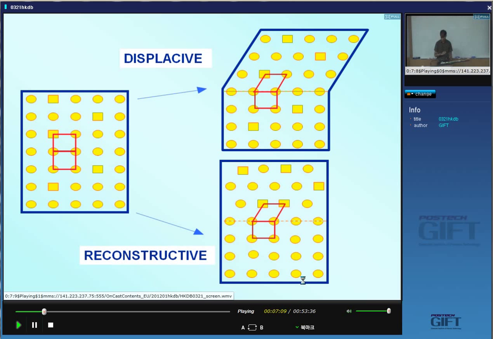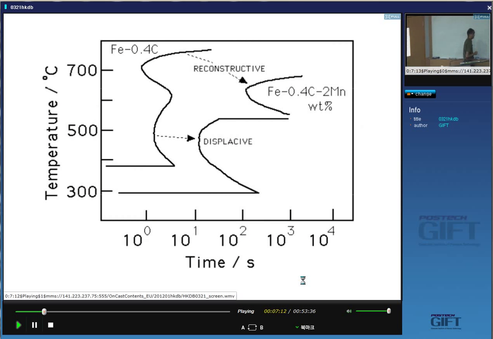So once again, stop me if you have any questions. Now, this is a classical time-temperature transformation diagram. And this is experimental, where we have iron 0.4 weight percent carbon, and here we have iron 0.4 weight percent carbon and 2 weight percent manganese. I'd like you to focus on this for the moment, the iron manganese carbon system. It's divided into two C curves here. And this is, of course, representing the martensite start temperature. The C curve at higher temperatures represents reconstructive transformations, for example, allotriomorphic ferrite, pearlite, and so on.